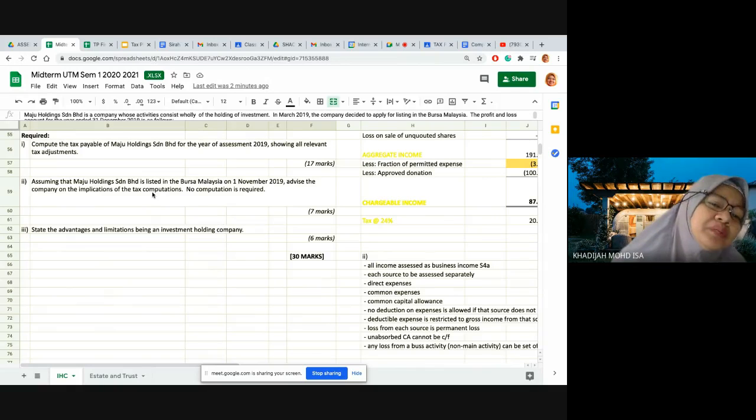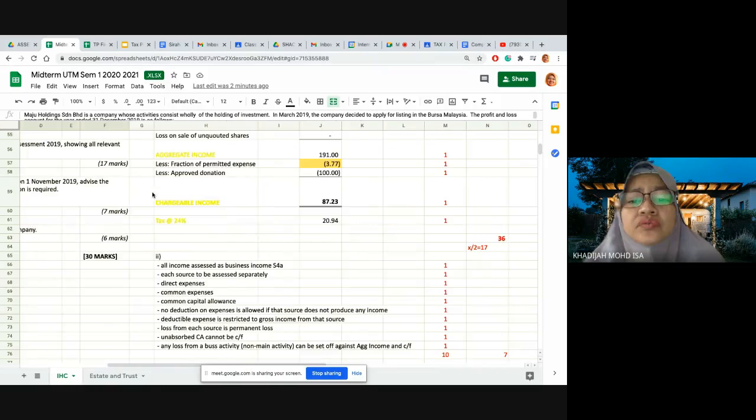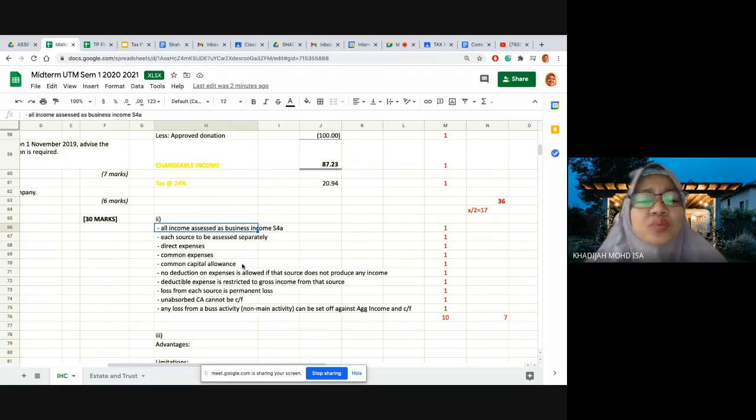Some of you answered that it is still non-listed, so that is actually wrong. Once it is listed, with year end 31st December, the company is a listed company for YA 2019. For that, you have to tell me the implication of being a listed company. I know that most of you answered from the public ruling, the tax treatment.